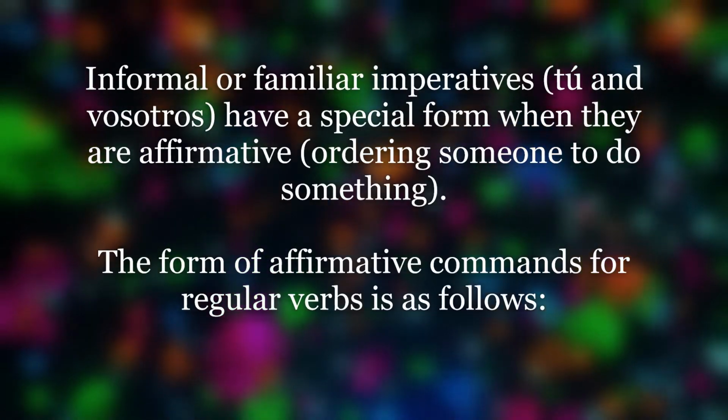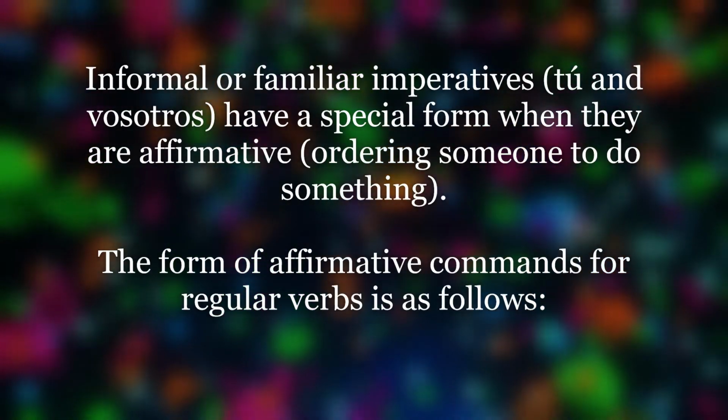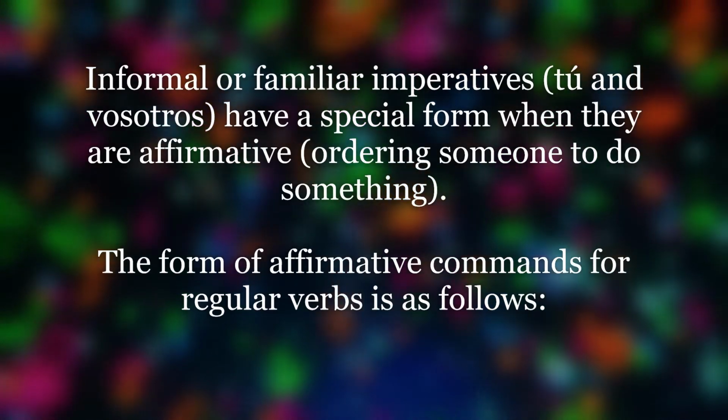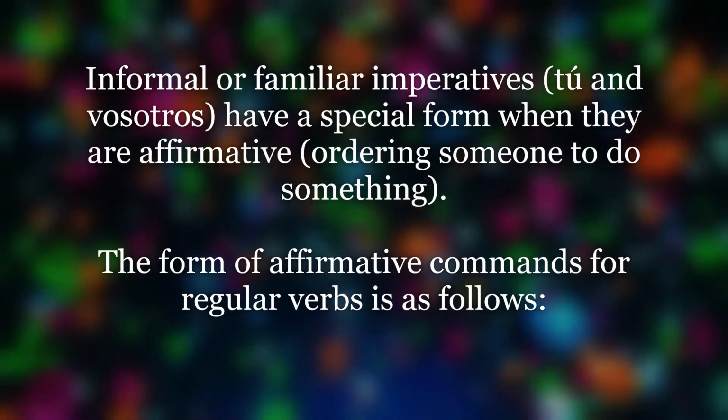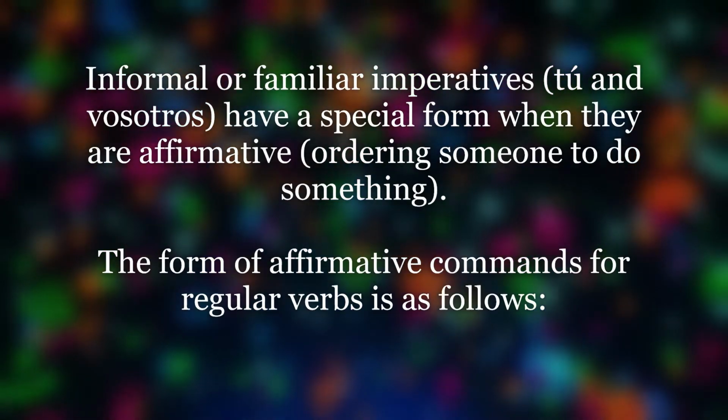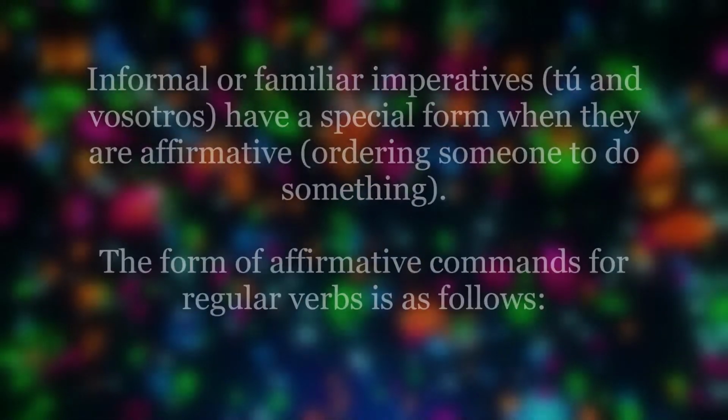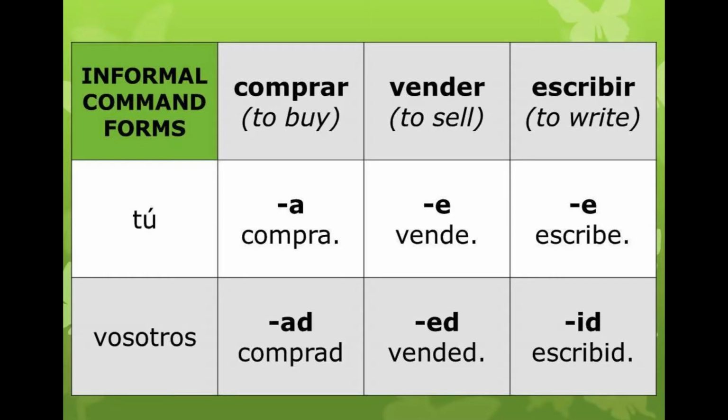The informal or familiar imperatives tú and vosotros have a special form when they are affirmative or ordering someone to do something. The form of affirmative commands for regular verbs is as follows. The pattern for the tú imperative command is a, e, e for AR, ER, and IR ending regular verbs, and ad, ed, id for vosotros for AR, ER, and IR ending regular verbs respectively.